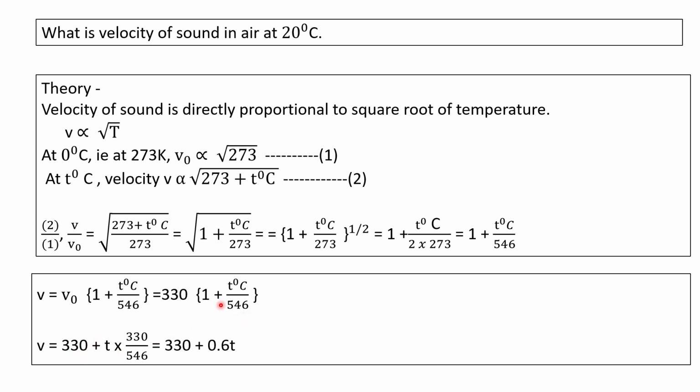On opening the bracket, we get 330 plus T into 330 by 546. That is 330 plus, on dividing, we get 0.6 T. So V is equal to 330 plus 0.6 T. This is the velocity at T degrees Celsius.